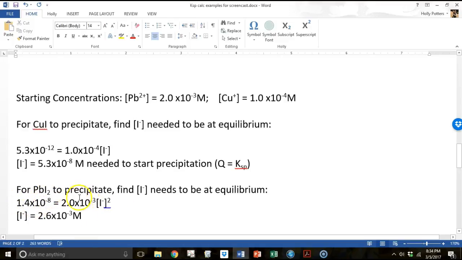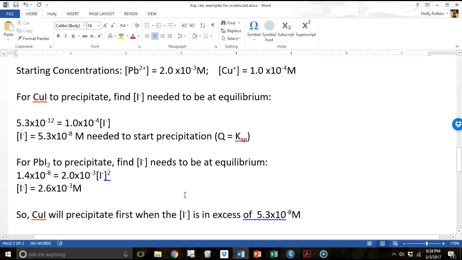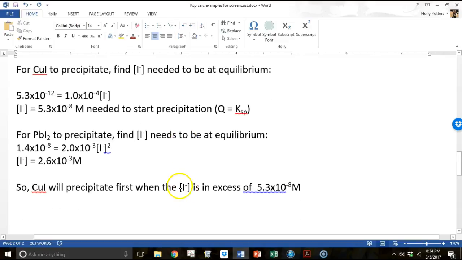If I do the same thing with the lead numbers, then this is what you get. So there's the Ksp, there's the lead, and the iodide is squared. So make sure that you factor that in with your math when you divide these two, square root, and you get this. So this is a much higher concentration than what we got up here. So at this concentration, 5.3 times 10 to the -8th molar, that's where we would start to see the copper iodide precipitating. And then once all of the copper was removed from solution, then you would start to see the lead starting to precipitate out. And that is that.